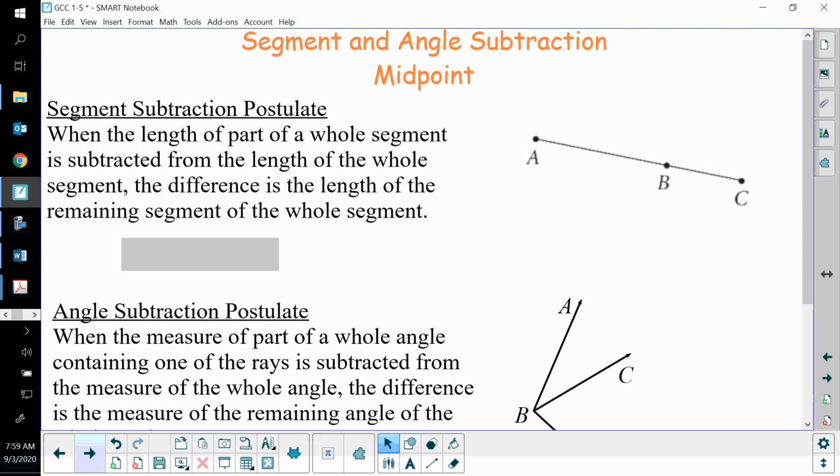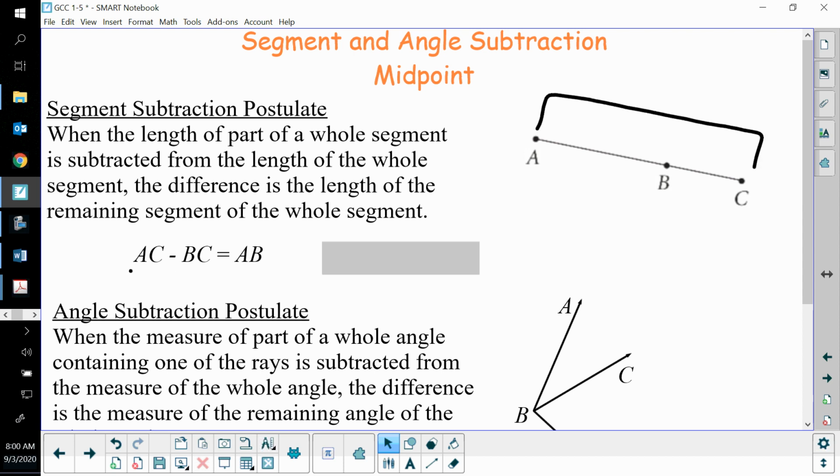All right, so next page in your packets where we're going to start our notes for today. So we're going to do 22. We'll start out, it's kind of the reverse of what we did before, and it's the segment subtraction postulate. Say we knew the whole thing and one of the parts, we could use that to find the other part. Say we knew the whole thing AC, and we also knew, say, BC. We could subtract those, and that would give us the other small part, AB. So a big minus a small leaves us with the other small.